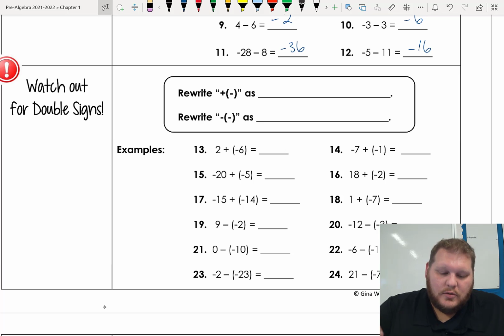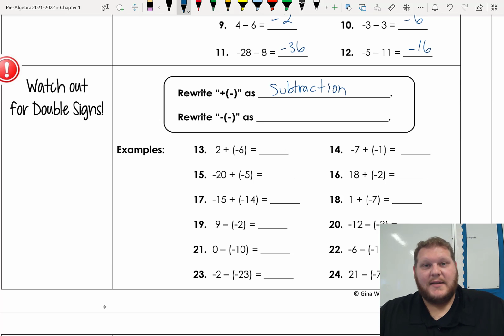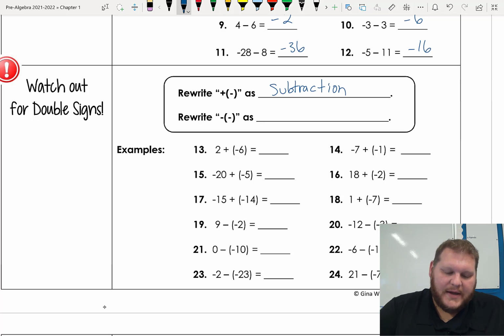What I want you to do, instead of having it as plus a negative, just so we can simplify things a little bit, we're going to just write that as a subtraction. So if we're adding a negative, that's the same thing as subtracting that same number. And if we're subtracting a negative, 2 negatives make a positive. So we're going to write this as addition.